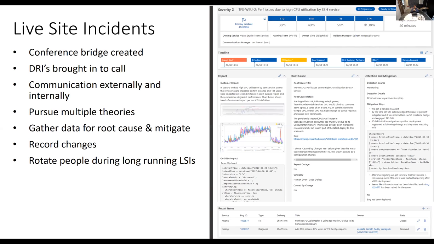One of the things we learned relatively early on is sometimes LSIs can run a long time. They start at 3:00 in the morning and they're still going at 10 a.m. the next day. The people who were working on them at 3:00 in the morning are tired and they're not at their best. So you have to start thinking about how to rotate people through LSIs. In fact, when we have a very serious LSI that starts during work hours, we'll sometimes send people home at like 3:00 in the afternoon to go sleep, so that we know that the people who've been in since 7:00 in the morning will be done, be tired by 7 or 8 or 9:00 at night.